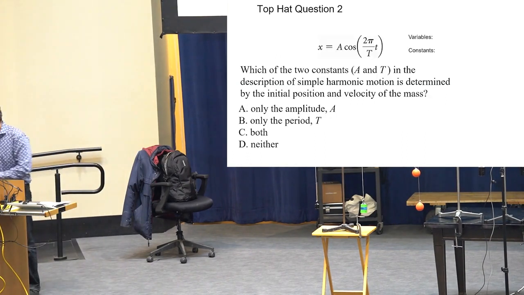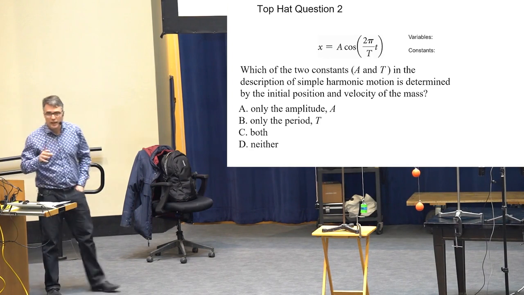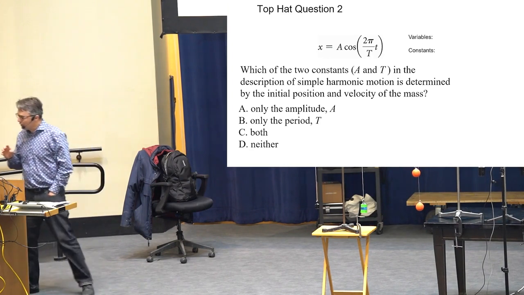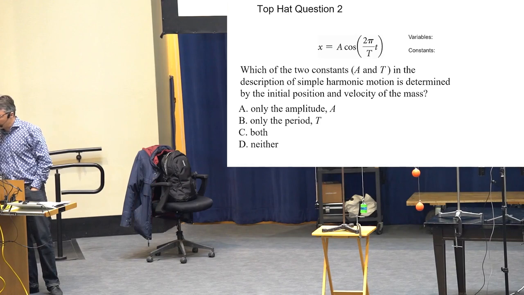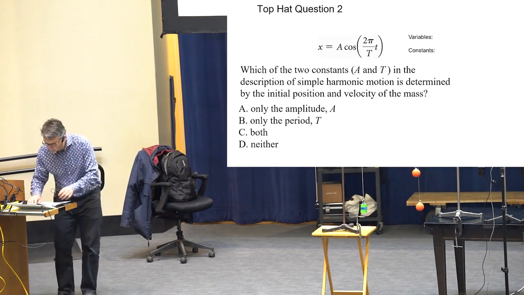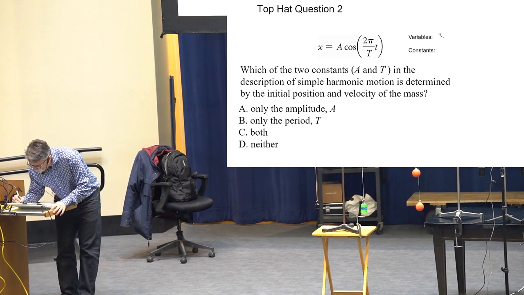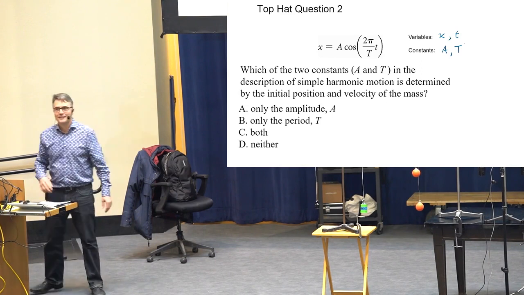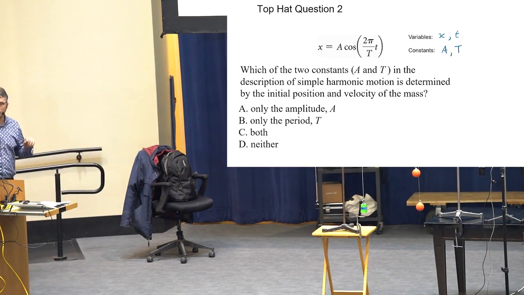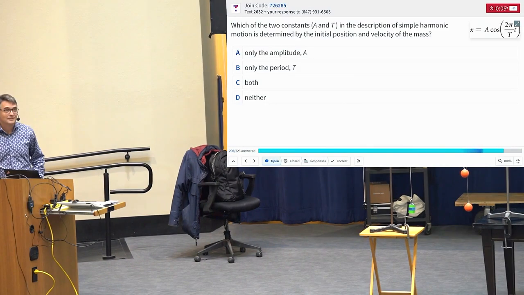So let's do another top hat question. The question is, which of the two constants of this motion, A or T, in the description of simple harmonic motion, is determined by the initial position and velocity of the mass? Remember, the variables here are x and t, I guess they're lowercase, and the constants are A and capital T, uppercase. Think about that. Pair up with your neighbor, share your answer. Make sure you're all voting the same way. Click in, please.